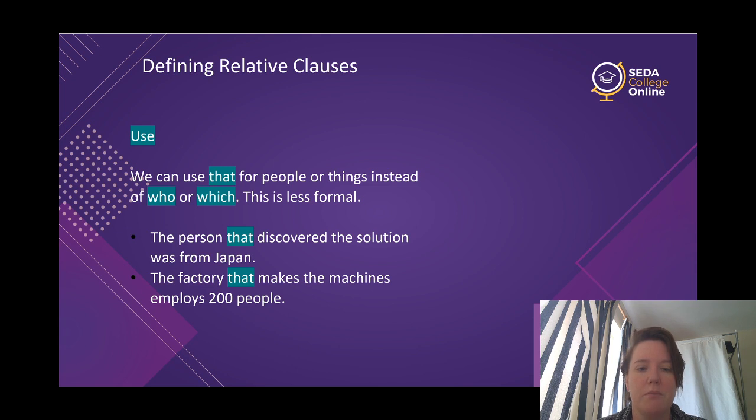The person that discovered the solution was from Japan. Again, the person that, we can use that instead of who. The factory that makes the machines employs 200 people. The factory that. So in this situation, instead of the person who, we can use that, and instead of the factory which, we can use that. Just giving you some more information on that.